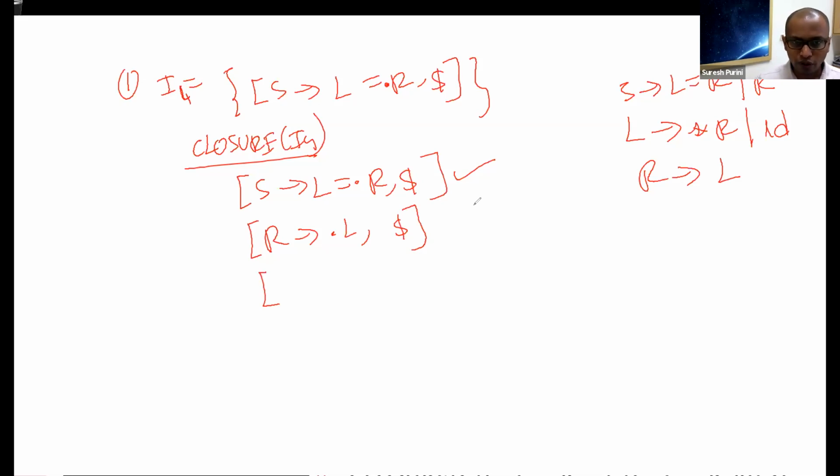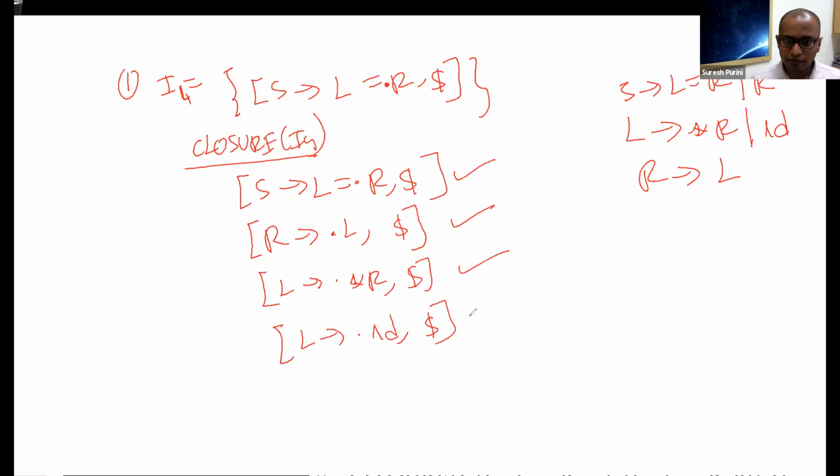And then when you process this item, you generate two more new items, dot star R followed by dollar, and dot ID followed by dollar. And this cannot generate new items, this cannot generate new items, and this whole thing is the closure of I4. Great. So this is the closure set computation. So now we will see how this closure set computation helps in the parsing process, and what is the intuition behind this closure set definition.